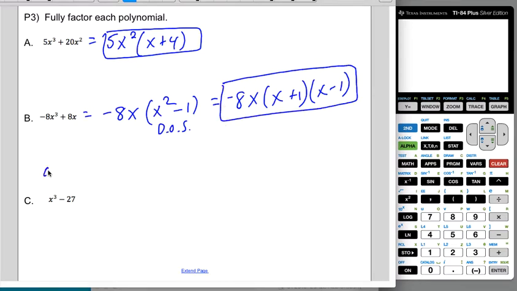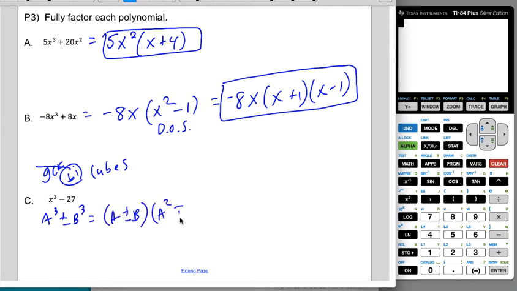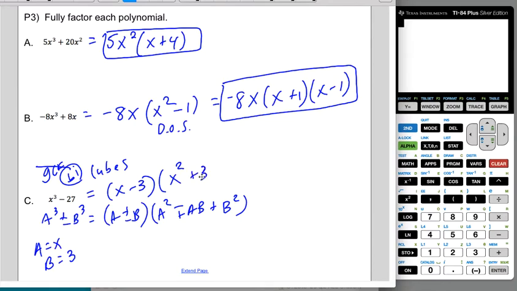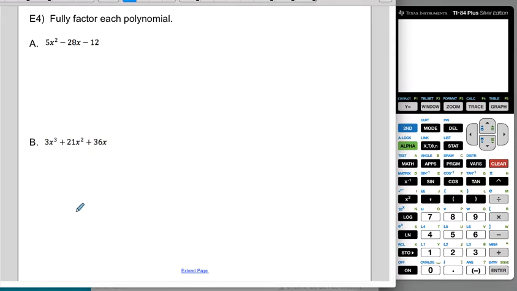For the last one, there's no GCF, but it is a binomial, and I notice that there are cubes, right? So this is that a cubed plus or minus b cubed pattern. Keep the sign. Change the sign. Always a positive. So in this situation, my a is x and my b is a 3. So keep the sign, x minus 3. Change the sign, x squared plus 3x, and then always a positive. Again, that trinomial is always prime and will never have any real roots. All right, cool. So let's keep going.